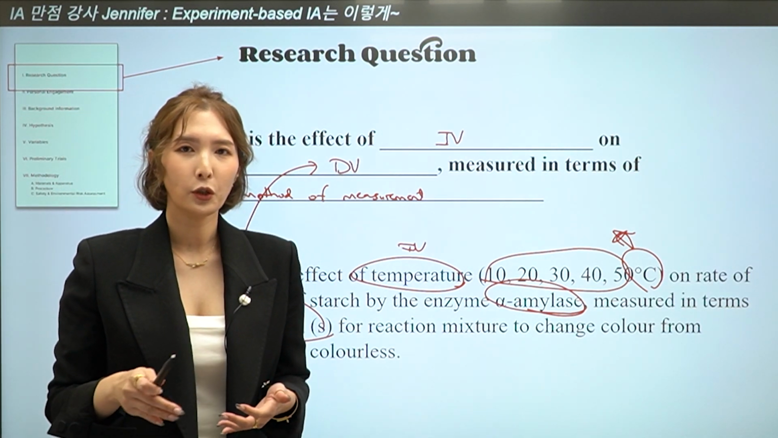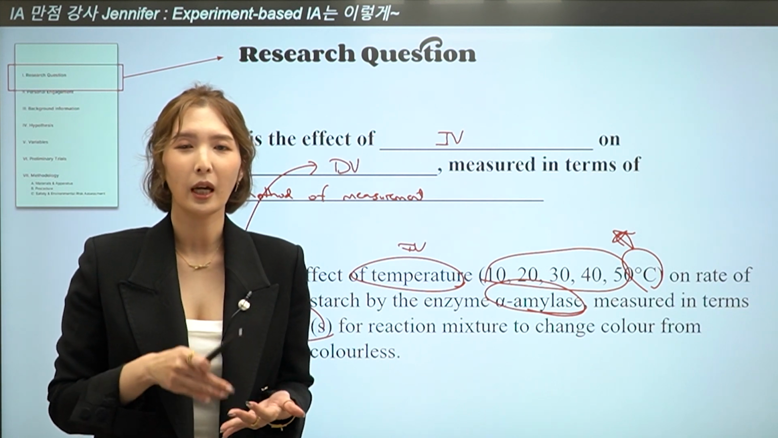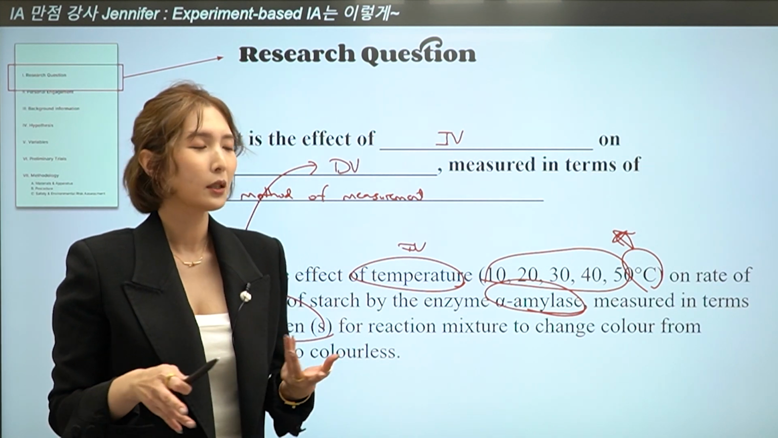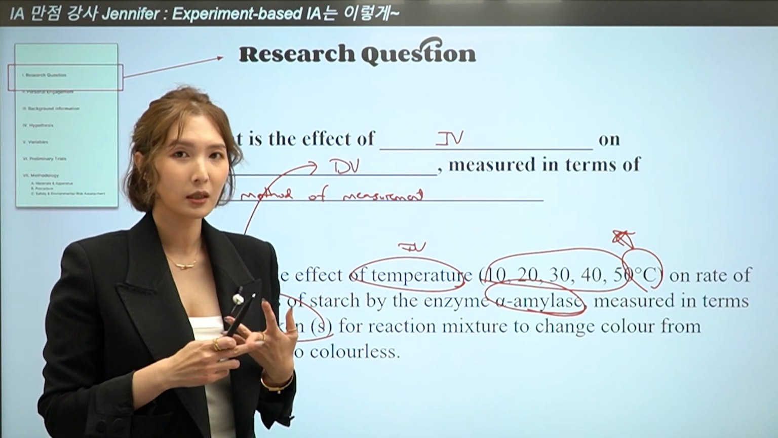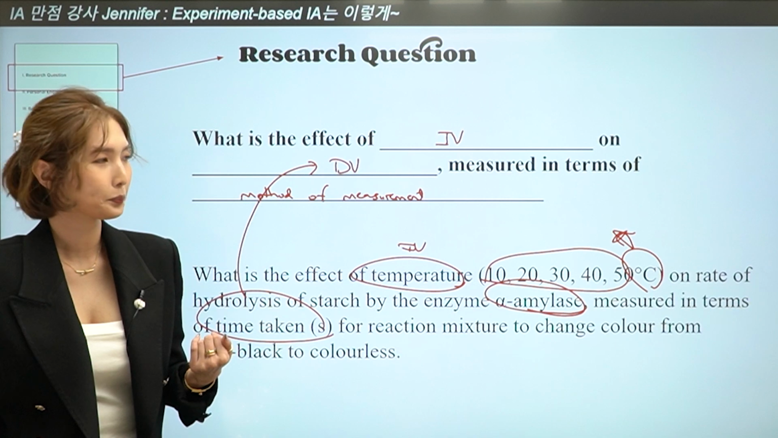So when you're writing your RQ, be as detailed as possible. Okay? Add in all of the information that you need, right, to describe your experiment. Right? So IV, DV, units, values, everything should go in.